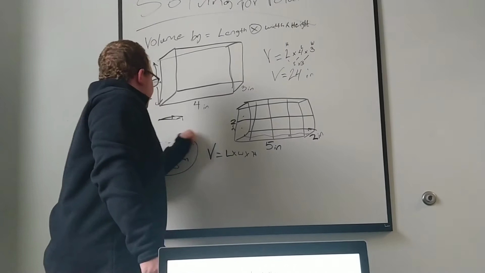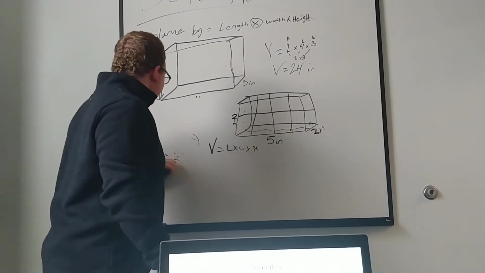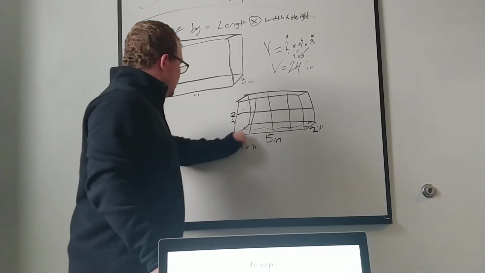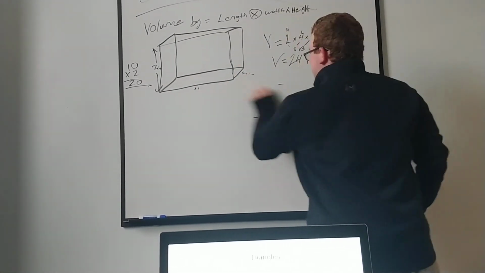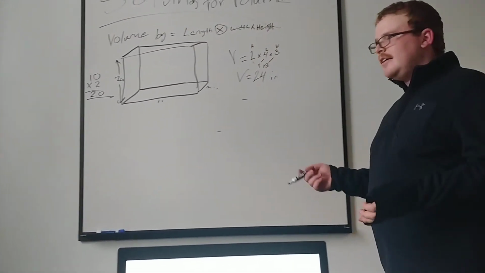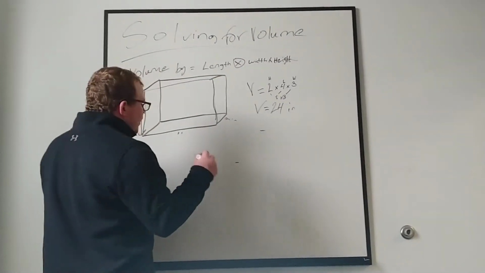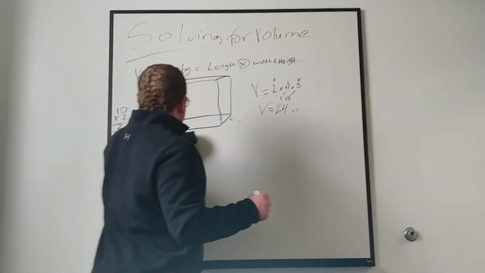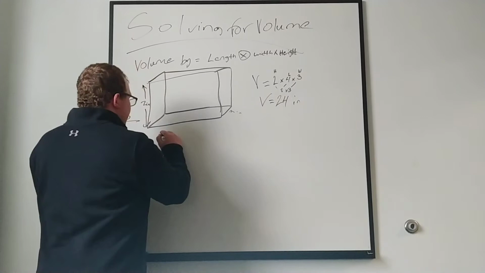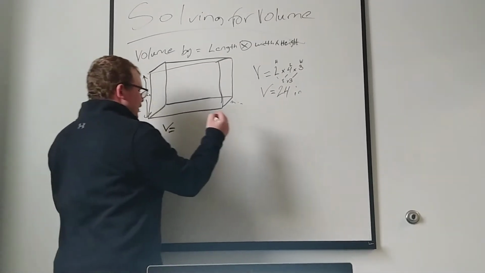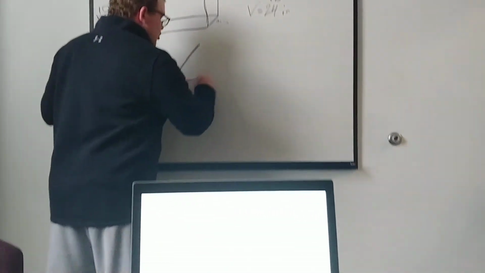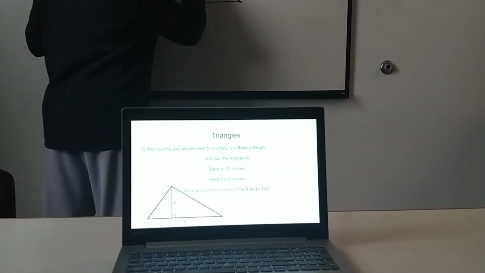Now for some students, if you have gotten it already, then we're going to go on to another shape. We're going to find the volume of a triangle. So here's an example of a triangle.